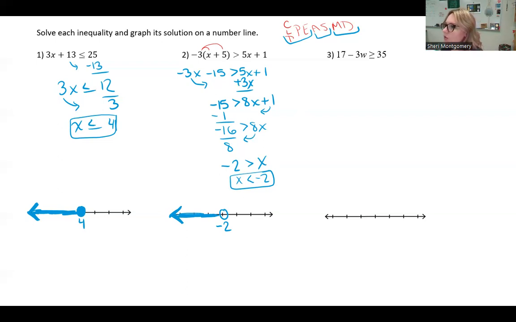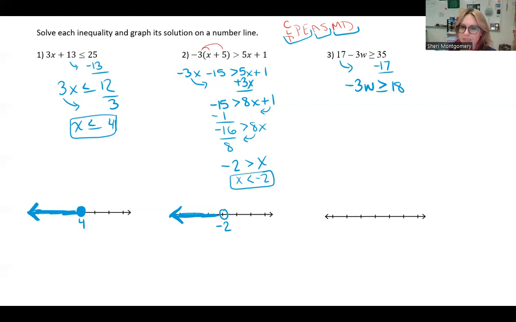My last solving problem. I have to take care of the addition and subtraction first. So I've got this 17 over here. I need to subtract 17. So I have 35 minus 17. It's okay to be really slow because we struggle with this, but yes, it is 18.